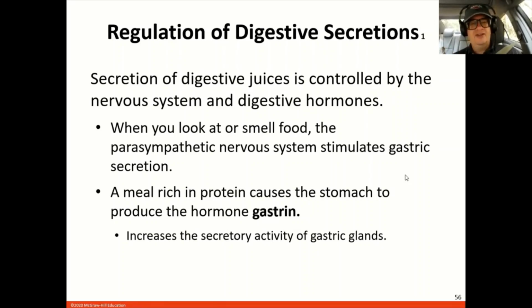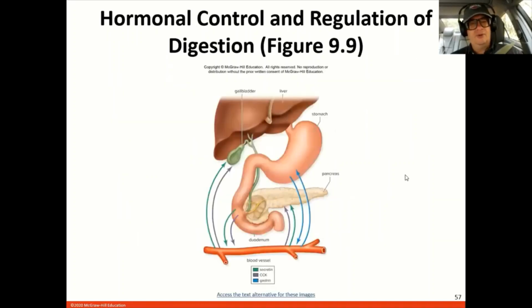Anyway, so in this case, when you see food and you smell it and you really like it, the parasympathetic nervous system is going to say, oh, make stomach acid, make stomach juices. And if the thing you're eating has a lot of protein, then the stomach is going to release gastrin. All right. Gastrin will make all the other things, all the other gastric glands release more.